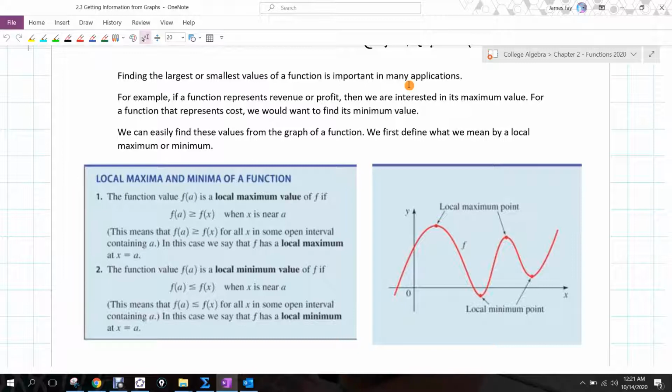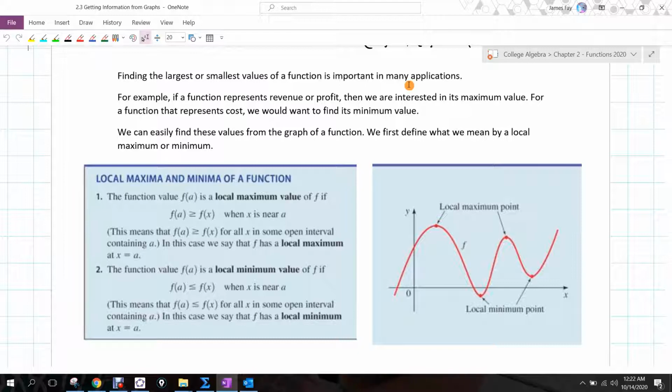The algebra and ultimately the calculus will allow us to find these maximums and minimums. But it's all predicated on knowing that a maximum is the transition from increasing to decreasing, and a minimum is the transition from decreasing to increasing. So we can easily find these values from a graph of a function. We first must define what we mean by a local maximum or minimum. Local means in a vicinity, a neighborhood, if you will.